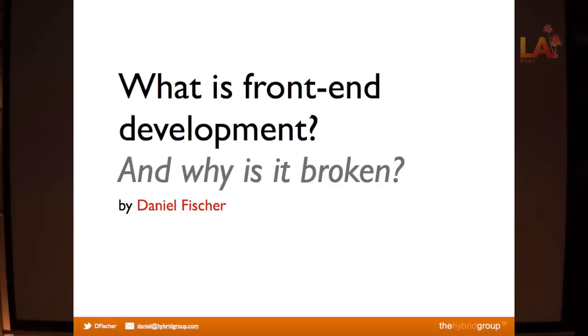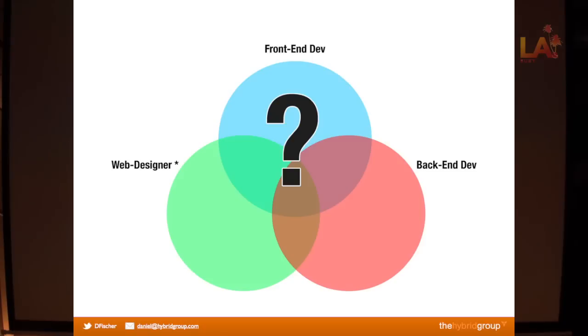Anyway, what is front-end development and why is it broken? Front-end development is programming the visual layer of a web application. Ruby apps like Hulu, GitHub, and CampPad look the way they do because of front-end development. The front-end developer is just as necessary as the back-end developer.